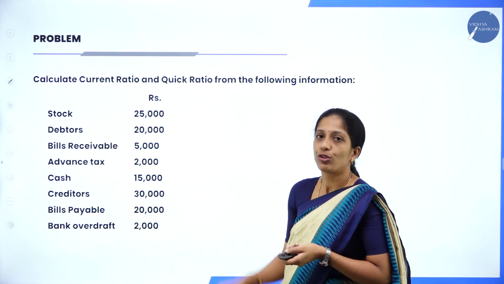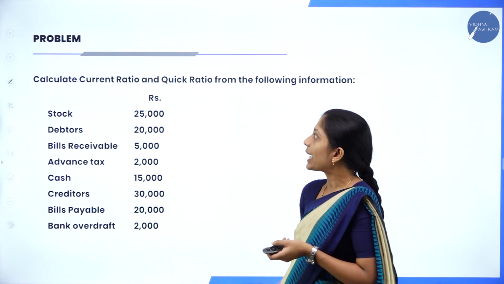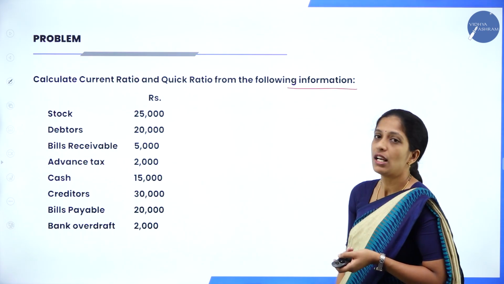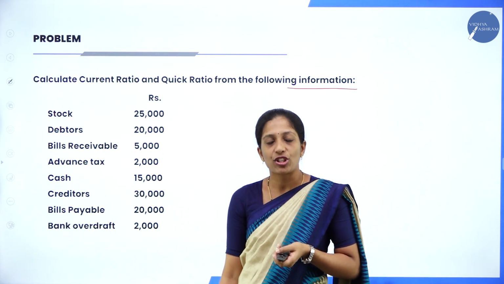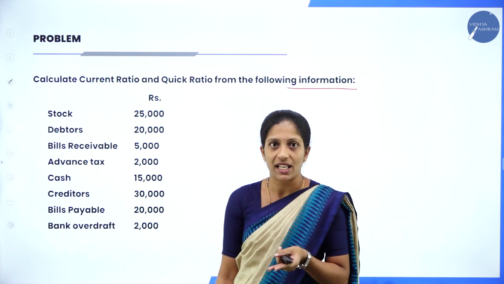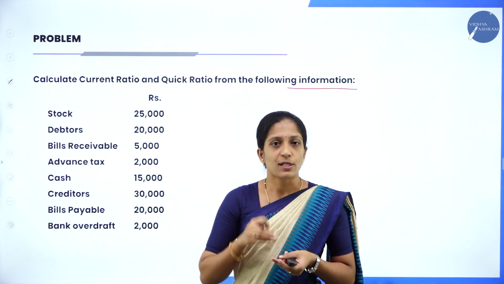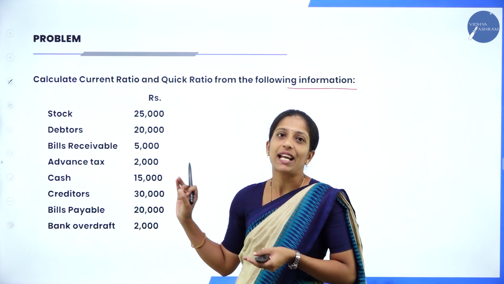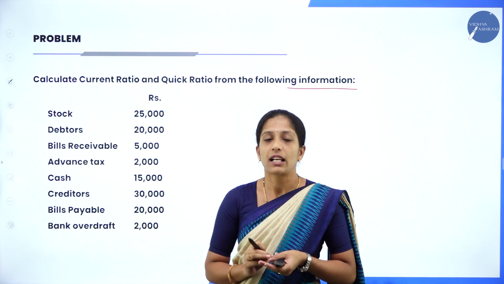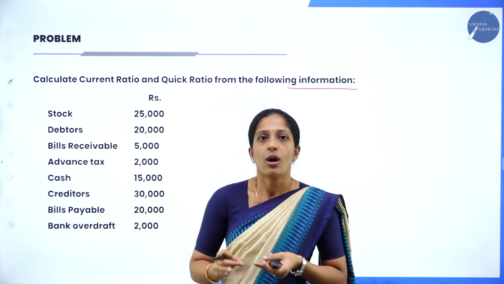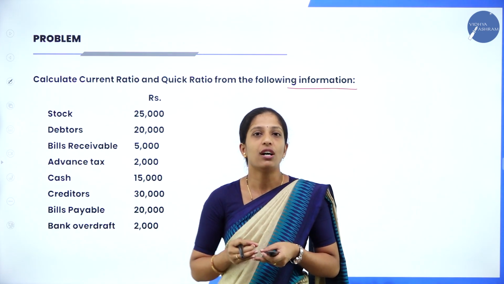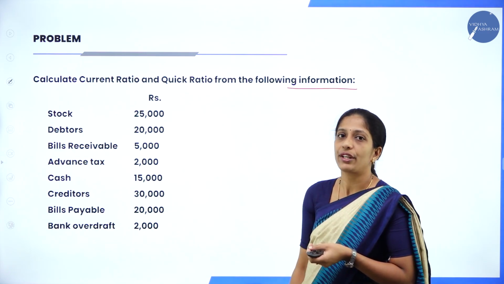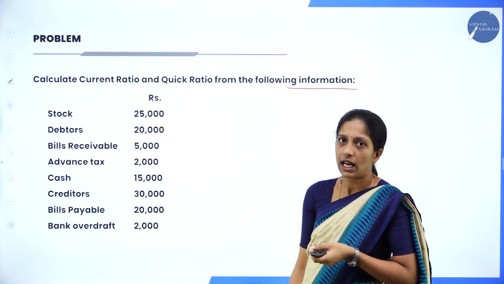Now we shall directly go through the problem here. Calculate current ratio and quick ratio from the following information. These are a few of the question paper problems they have asked in the previous year. As per the current question paper pattern, you don't get the question for 6 marks on current ratio or quick ratio, or else every year they used to ask for 6 marks. Now go through the question here.